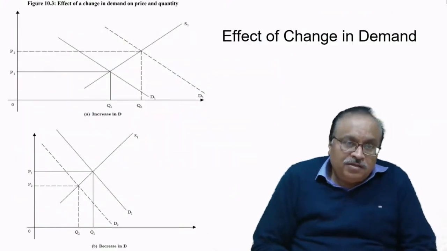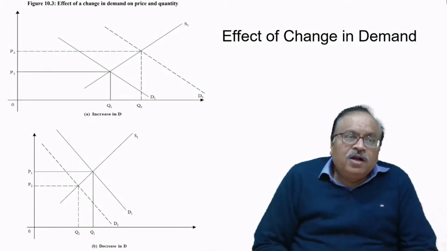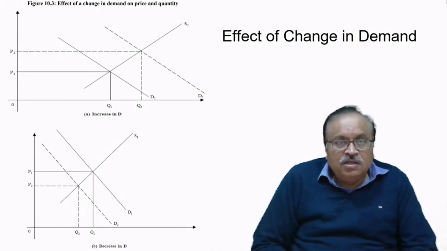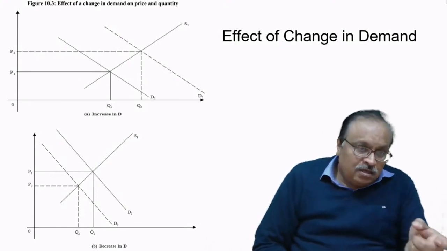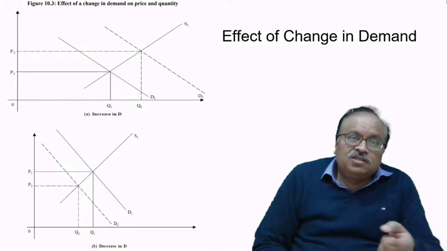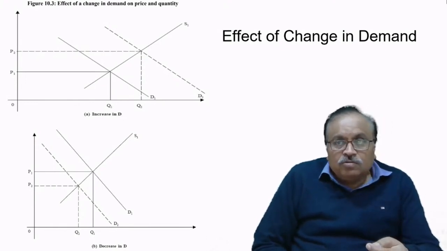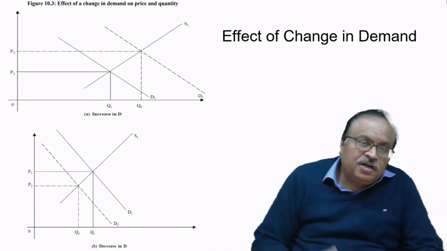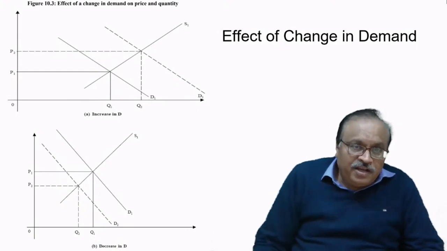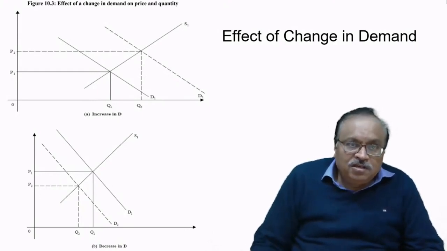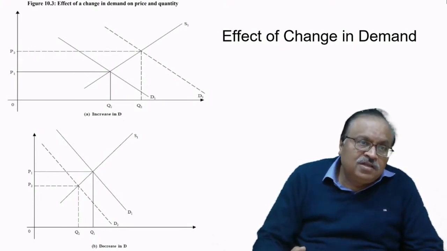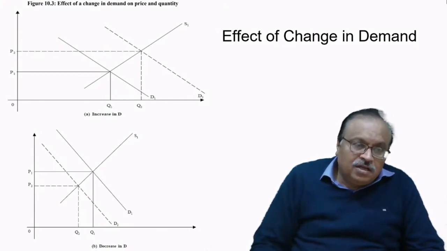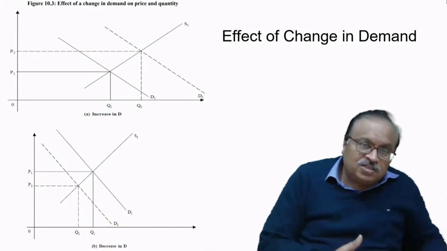Effect of change in demand, based on price and quantity. We have earlier seen in our demand study that the demand gets increased because there is a change in the price. Increase in demand is represented by a shift towards the right hand side. So if the demand is increased from D1 to D2 and the supply line remains, then the price can also increase. In the same way, when demand decreases, it moves towards the left.